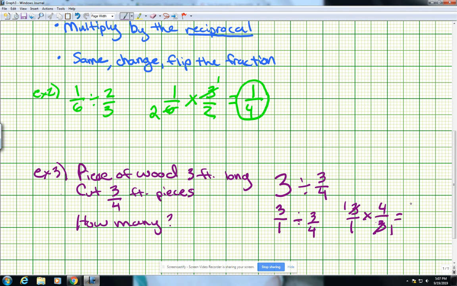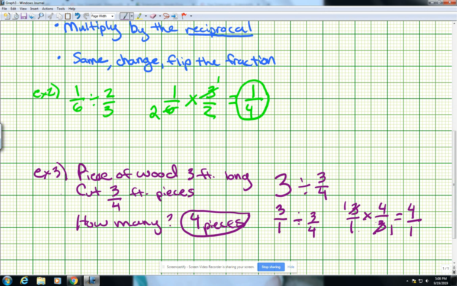And that's everything we can do. 1 times 4 is 4. 1 times 1 is 1. So this would be a whole number of 4. So how many cuts or pieces of 3/4 wood do we have? We have 4 pieces.